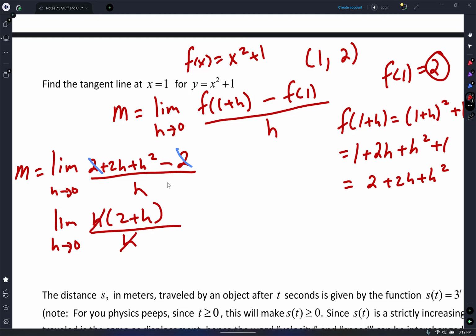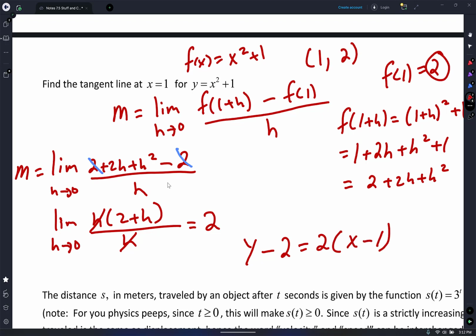The h's cancel out. What is h approaching again? 0, so this is just 2. Yeah, you're good. All right, that's my slope. I got my point, so here's my tangent: y minus 2 equals 2 parenthesis x minus 1.